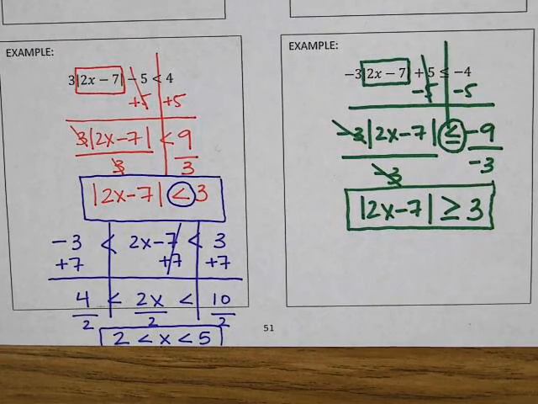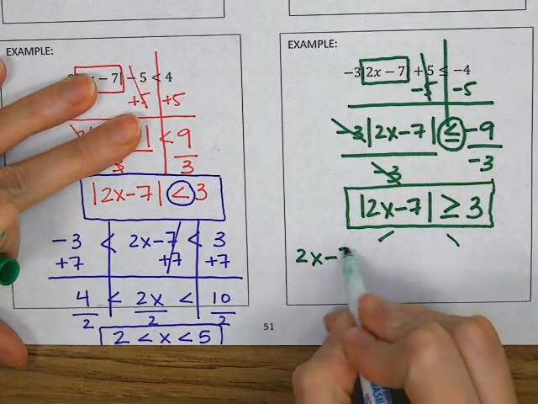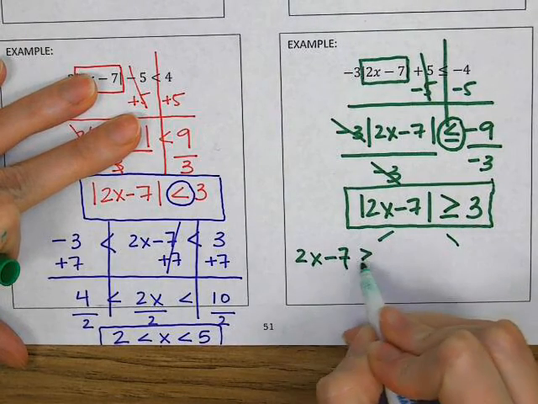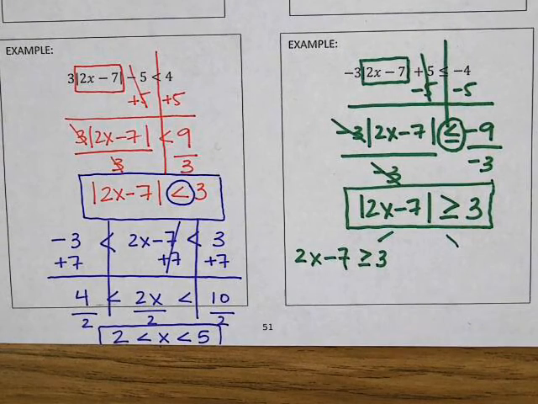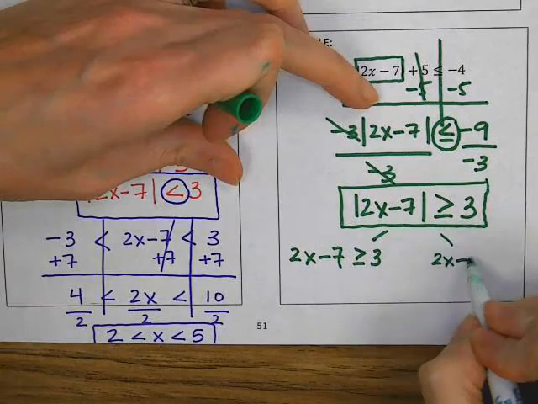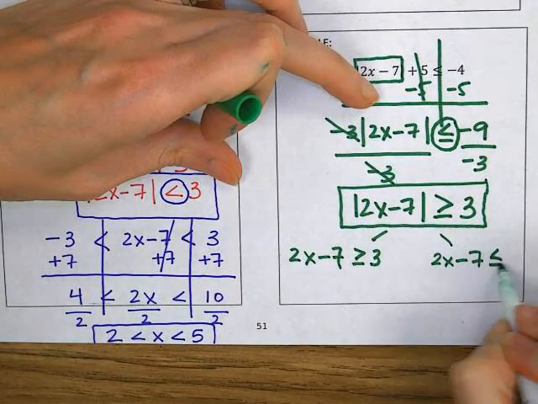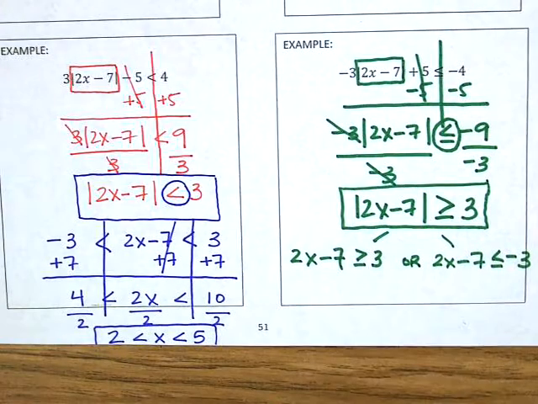Okay, so how do we set up the or? The or, we have to make 2. One of them is the same. 2x minus 7 is greater than or equal to 3. And one of them is negative 3, but with the symbol flipped. So 2x minus 7 is less than or equal to negative 3. That's how we do the or. Is everyone okay with that?